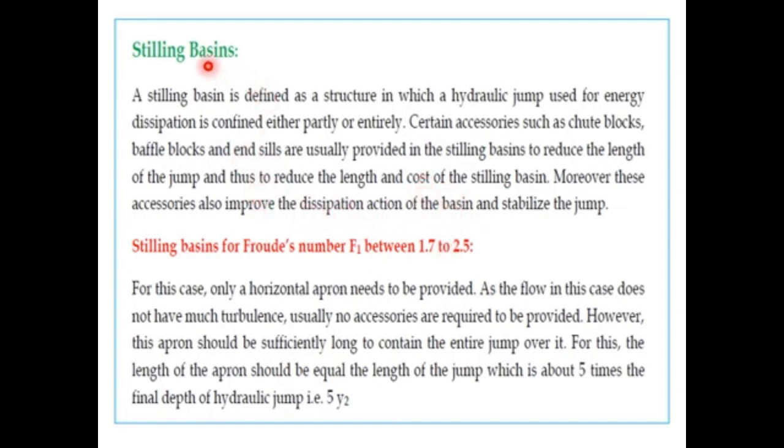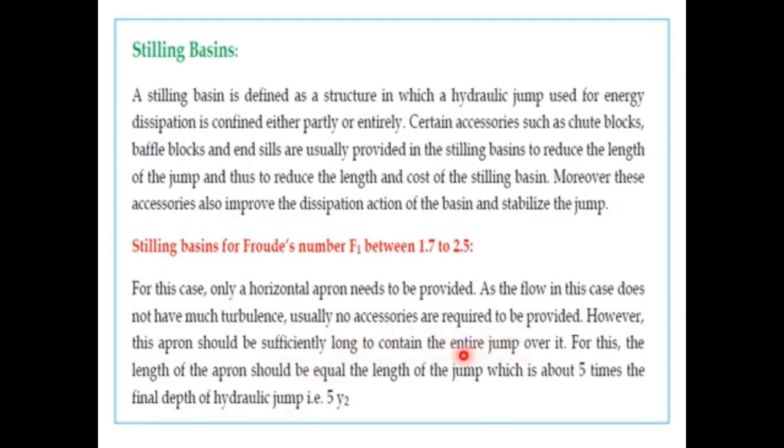So we are providing different types of stilling basins. For example, when the Froude number is between 1.7 to 2.5, that means when the Froude number is less than 2.5, a simple horizontal apron can be provided at the toe of the spillway. As the flow doesn't have much turbulence here, no accessories like chute blocks, baffle blocks or end blocks are provided. However, the apron should be of sufficient length to contain the jump.